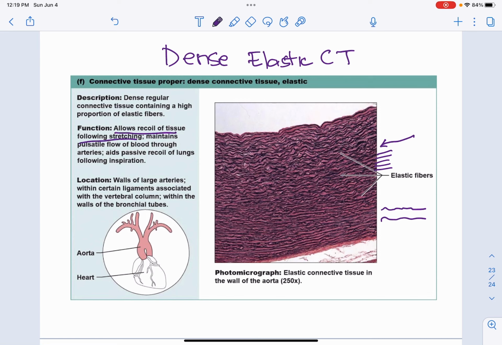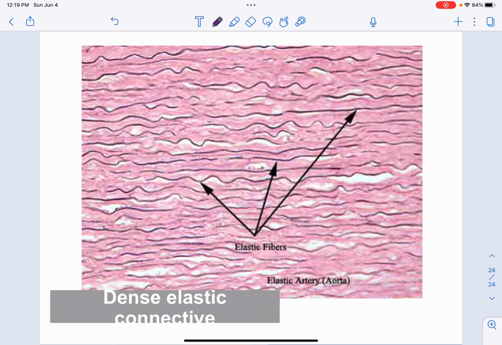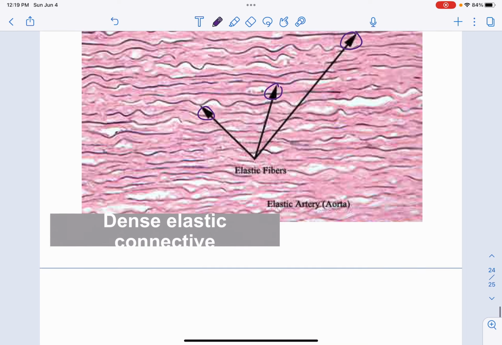So again, you can find it in the aorta. That is one place where you can find dense, elastic connective tissue. And the appearance of it is very striking because you can see the elastic fibers throughout the connective tissue. Here's another image showing you all of these. You can see all of the elastic fibers. They kind of look like little squiggly lines. This is what you can find predominantly in the aorta.